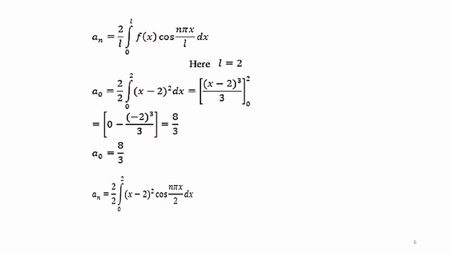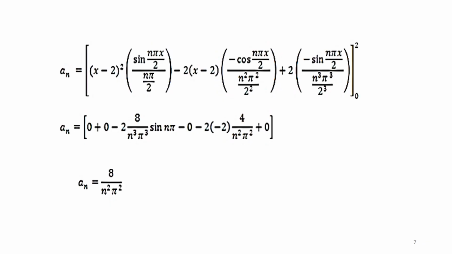Same for a n, instead of l substitute 2, so integral 0 to 2 x minus 2 the whole square cos n pi x by 2 dx. So x minus 2 the whole square into sin n pi x by 2 divided by n pi by 2, minus 2 into x minus 2 into minus cos n pi x by 2 divided by n square pi square by 2 square, and plus 2 into sin n pi x by 2 divided by n cube pi cube by 2 cube. So these are the values.